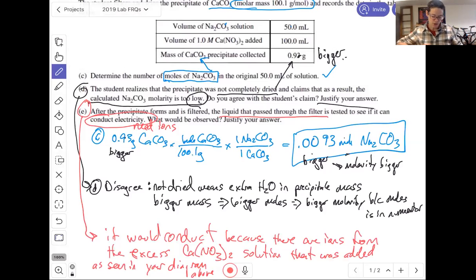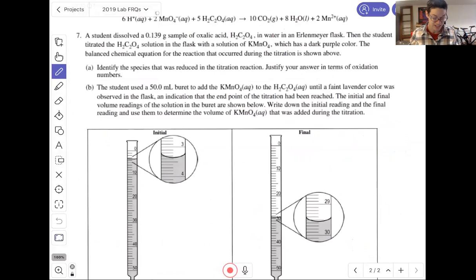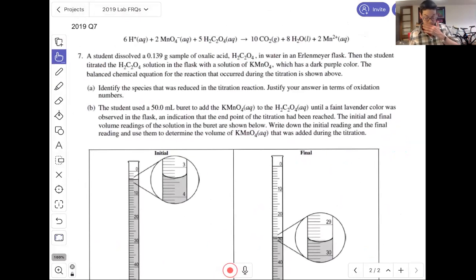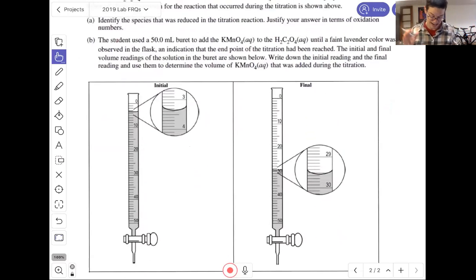Okay, so this was a long question. And then question 7, which was the last question on the test last year, was yet another titration question. You know it's a titration question because they give you a picture of a burette. So you can turn the page and see this and say, I guess I know what's coming.